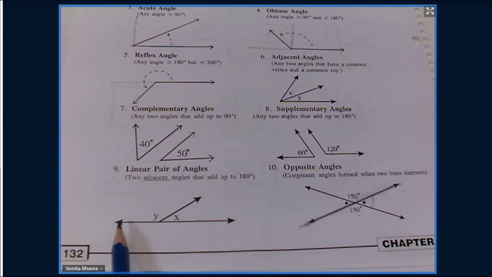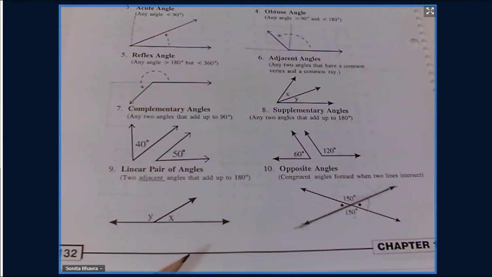Next, we're looking at a linear pair of angles. These are two adjacent angles. So again, they have a common vertex, common ray, and they add up to 180 degrees. All right, so straight line here, it has to equal 180 degrees. So angle Y plus angle X gives you 180 degrees.